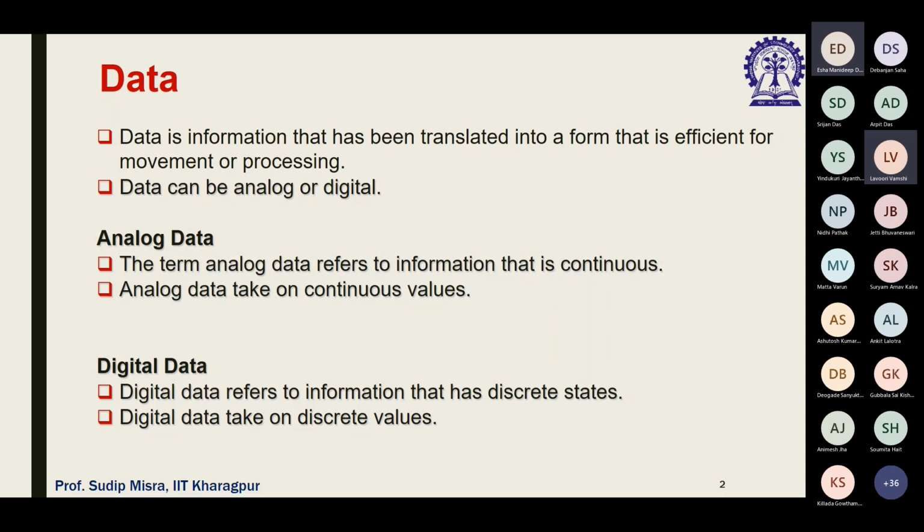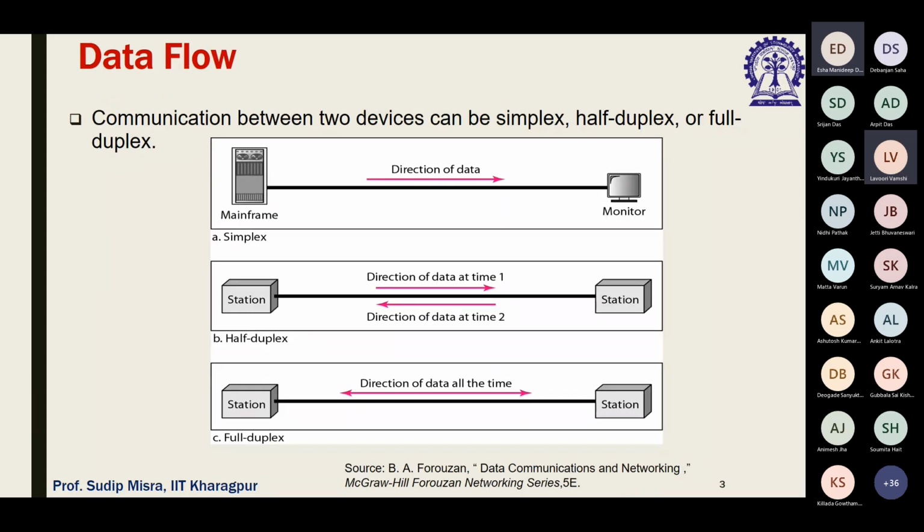If you are talking about two devices, maybe one is a server and the other one is a desktop computer, let us say. If you are talking about communication between two devices, there are three different types of data flows that can happen. One is called simplex, the second is called half duplex, and the third one is called full duplex.